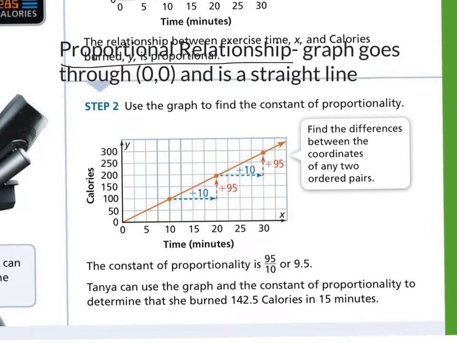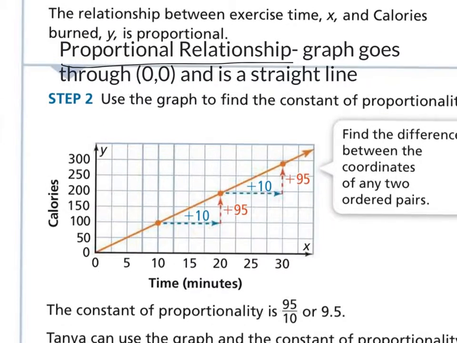We could use the graph to find the constant of proportionality. I'm not a big fan of how the book's doing this, with this part here. But basically, I'm just going to switch it around, and you might think I'm being really picky, but you might see later why we're doing it this way.